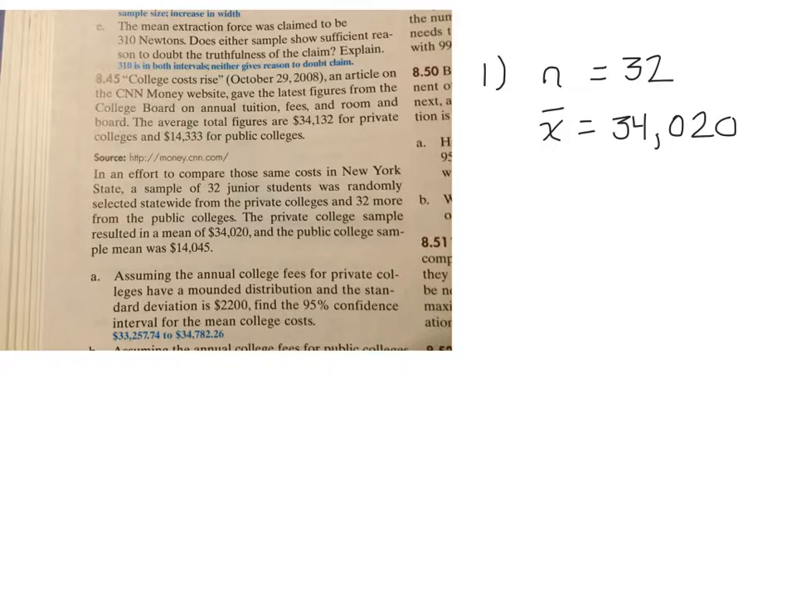Assuming the annual college fees for private colleges have a mound-shaped distribution, which is like saying that the population is approximately normal, and the standard deviation, now they're describing the standard deviation of the population, which is my sigma, is $2,200. Find the 95% confidence interval, so my level of confidence is 95%, for the mean college costs, again, for private colleges. So there's step one. I've listed my parameters and my statistics in the state.